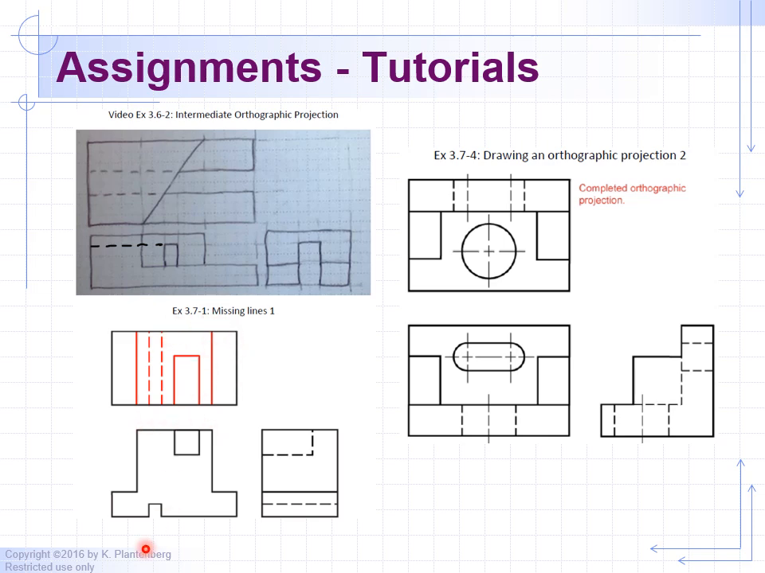So they give you this problem. Again, I encourage you to use the worksheets in your book. They have nice grid lines on them, and you're just going to fill in any missing lines. And then exercise 3-7-4 is drawing an orthographic projection. Again, it's completing these three views. Information is given. Again, things should be nicely aligned, should be nicely spaced out, but can be done by hand.